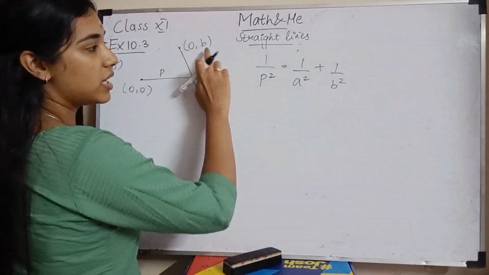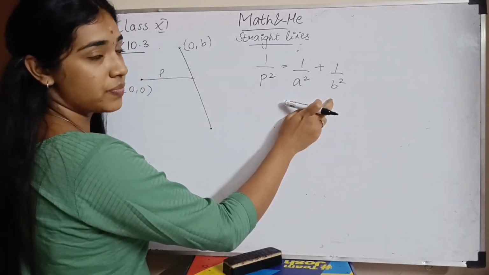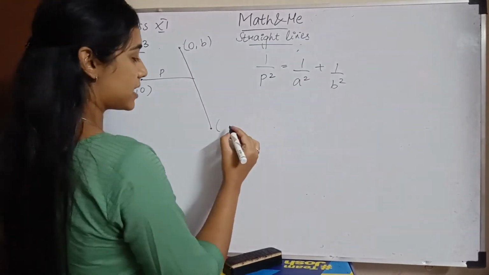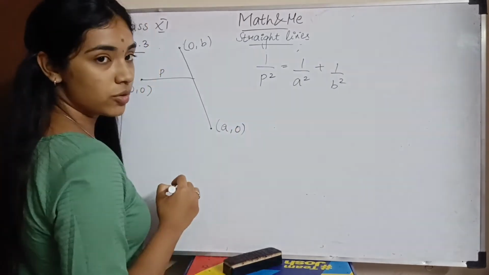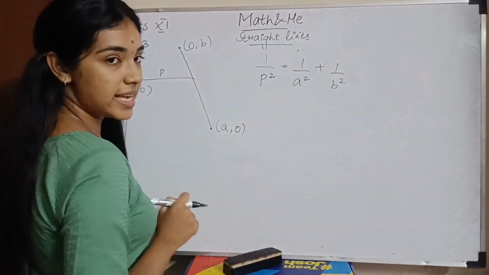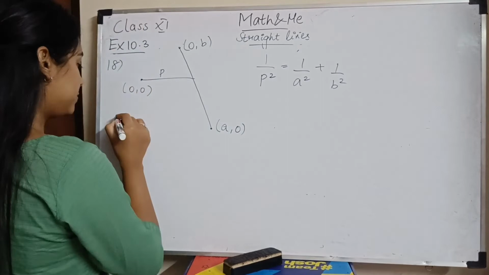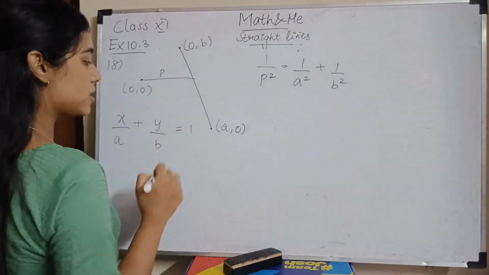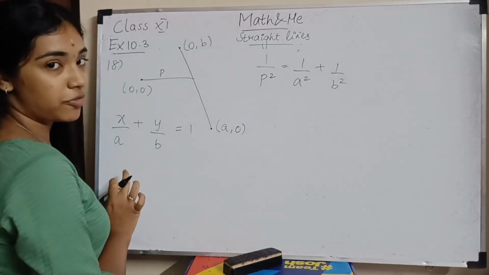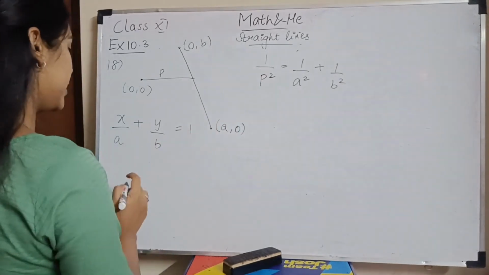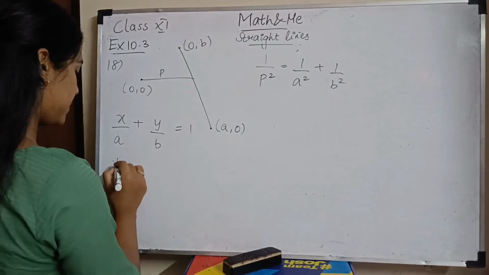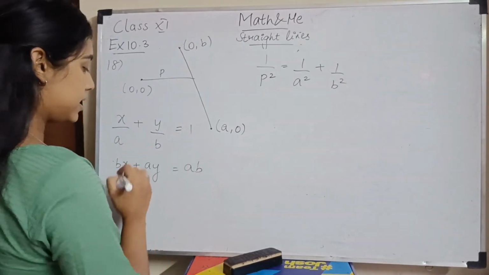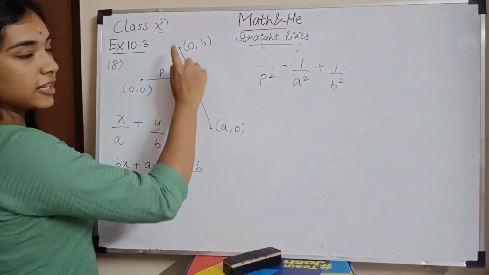So if you take y, you will not get what you need in the equation. Okay? So you can take (0, b), and the point where it intersects the x-axis is (a, 0). So this is the y-intercept, this is the x-intercept. Okay? So what do you know? x by a plus y by b equals 1. This is your intercept form. Correct? So I'm going to multiply. So I have bx plus ay equals ab. So this is the equation of this particular line.